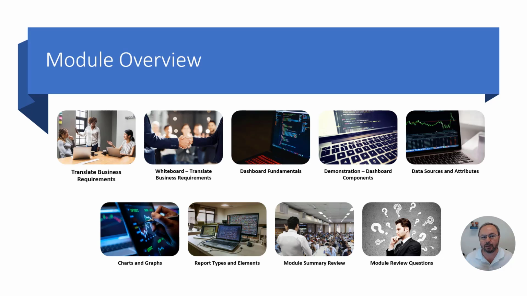Now, the lessons that encompass this module are as follows. We're going to be talking about translating business requirements. We're going to go into a whiteboard on how we can do that. We'll talk about dashboard fundamentals, go into a demonstration as well. We'll proceed and talk about data sources and attributes, charts and graphs, report types and elements, and then we'll go through a summary review and some review questions. We have a lot to cover in the module, so let's proceed on to the next lesson.